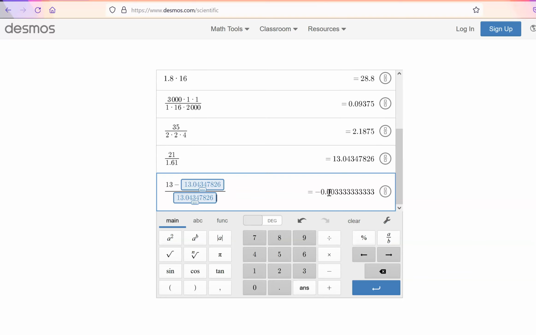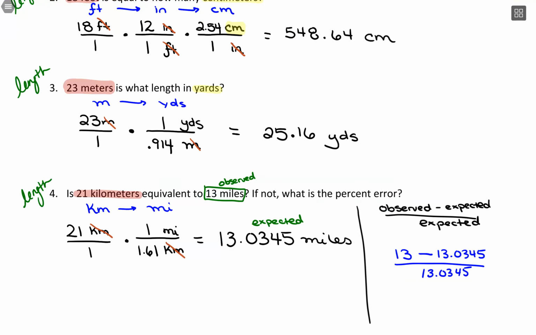And we can see this negative 0.0033. So let's go ahead and write that down. Negative 0.0033. To get a percentage out, we're going to move that to the right 2 spots. So this is a 0.33% error. Not very much. So while they aren't exactly equivalent to each other, the error isn't too extreme in terms of estimating 13 miles versus this 13.03 miles.